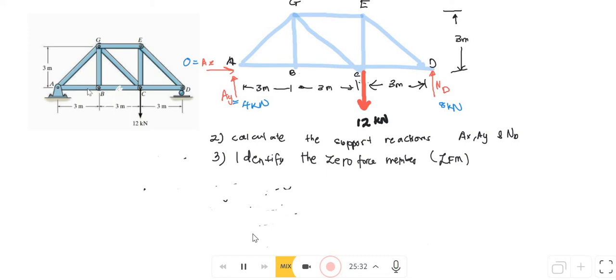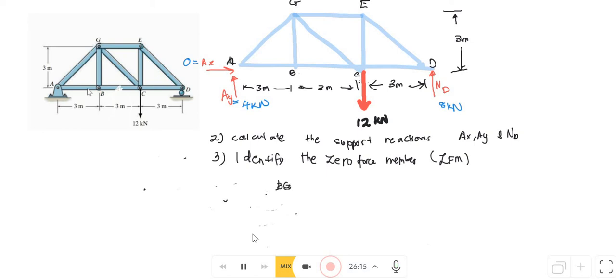So right now, we can identify the zero force member here. Is there any zero force member? So we look into point A. Sorry, we have to refer to your FBD, it will be easier, because you can see that at the support reaction we have forces here. So from point A, no, there is no zero force member. Point B, we have here BG is a zero force member. So we identified that BG is a zero force member.